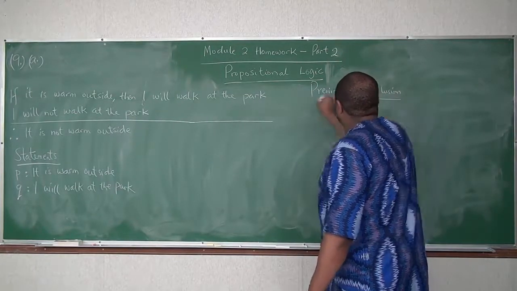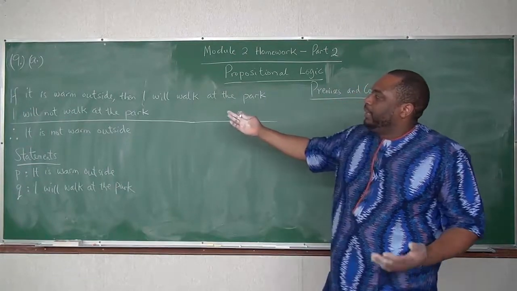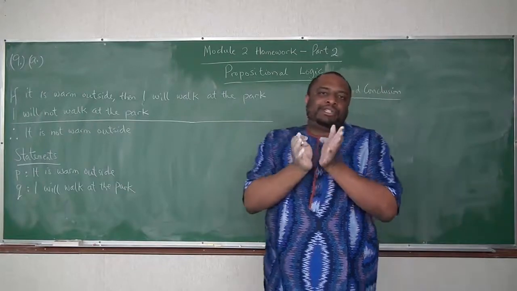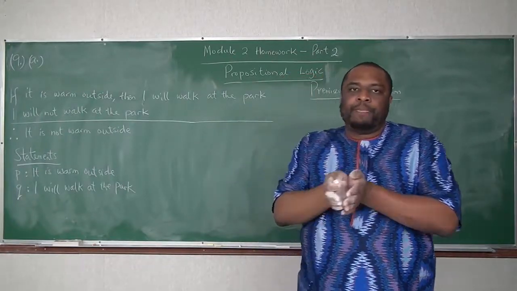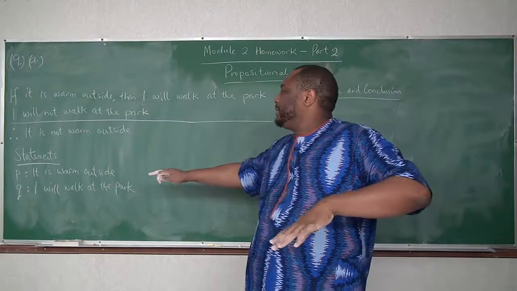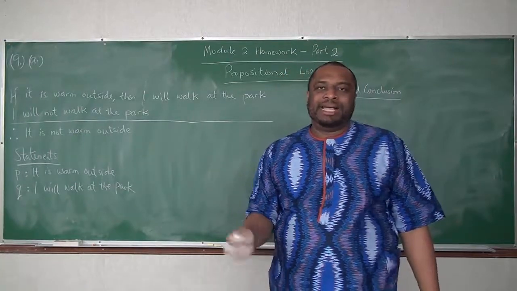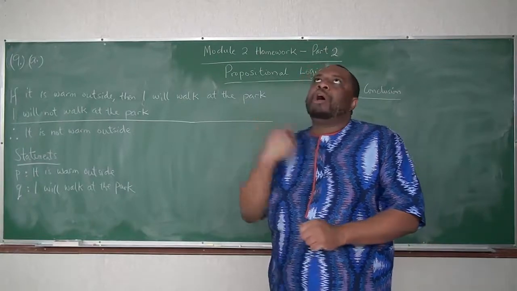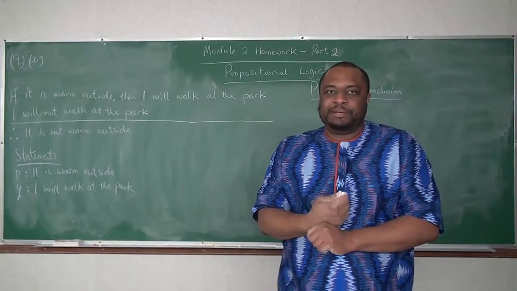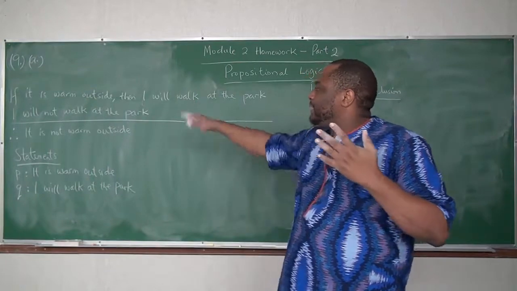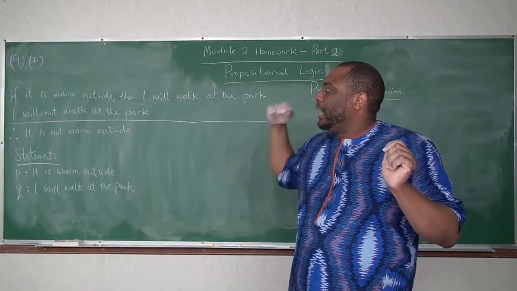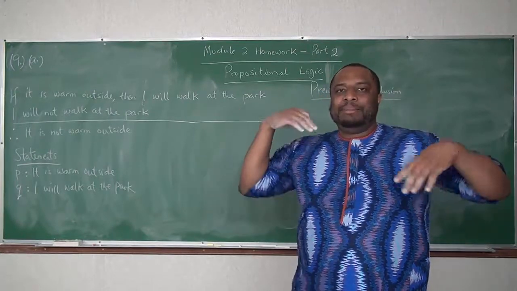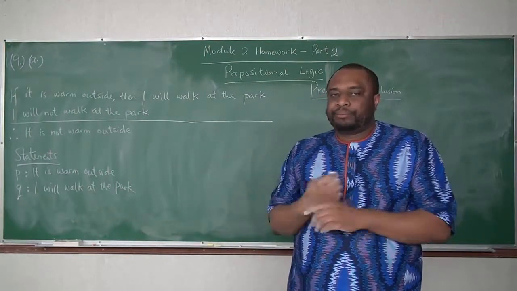Now you might ask me, how do I know how many statements? Here the main statements are, and our statements should always be in the positive. Okay? Like you can't come and write, I will not walk at the park as Q. No. That is the negation of Q. So our statement will always be in the positive. And the two statements here basically are, it is warm outside, I will walk at the park. That is basically the two statements that are here.